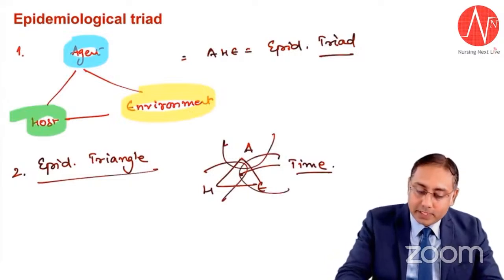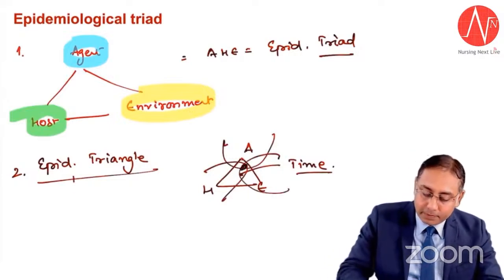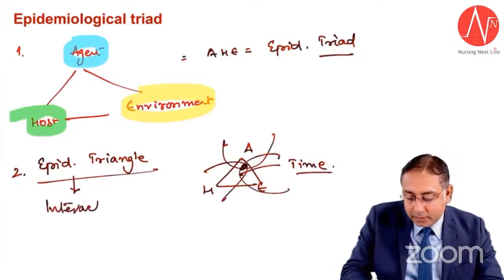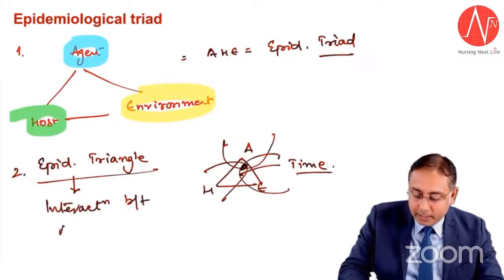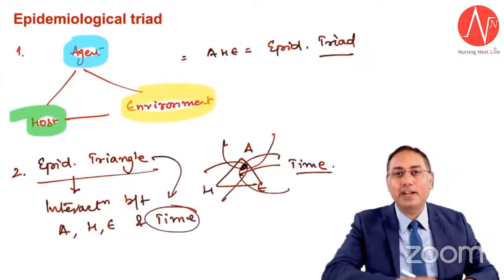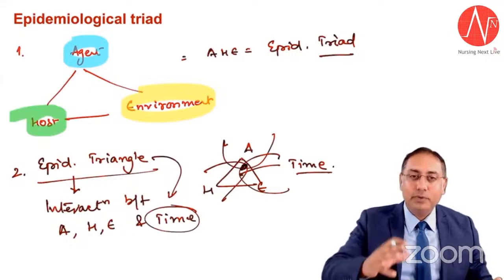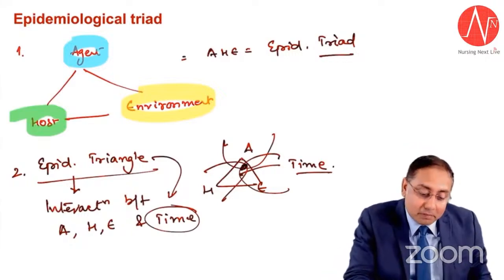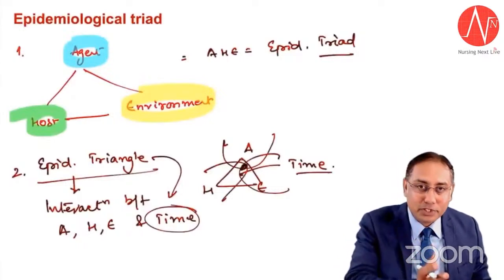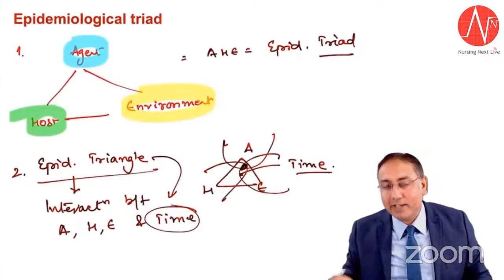So when will you have disease? The interaction between agent, host, environment, and time. Very important. So what is the triangle? The triangle is nothing but the epidemiological triad with the time factor. I know it's going to confuse you, but that's how community health nursing is. So you need to understand what is the epidemiological triad and what is the epidemiological triangle.